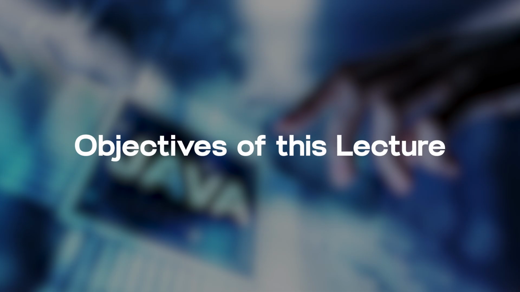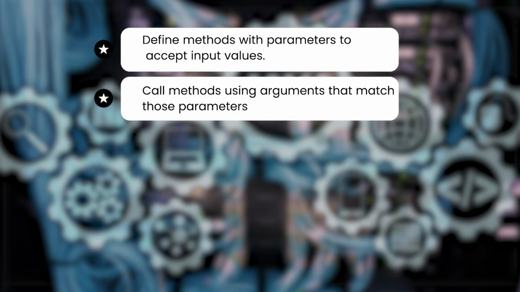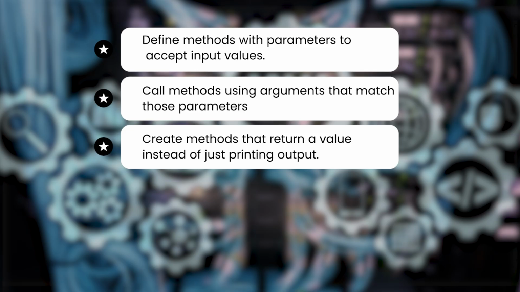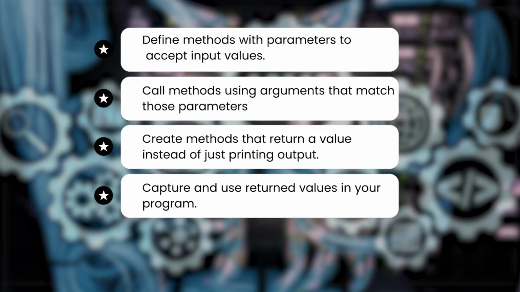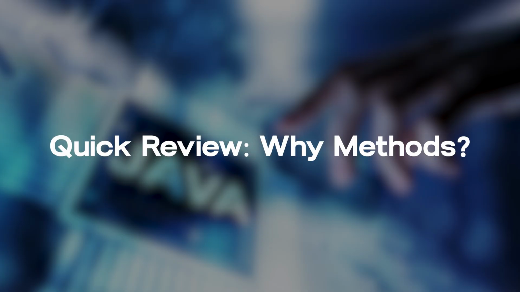Objectives of this lecture. By the end of this lecture, you will be able to define methods with parameters to accept input values, call methods using arguments that match those parameters, create methods that return a value instead of just printing output, capture and use returned values in your program, understand when to use void versus return types like int or String. Quick review. Why methods?